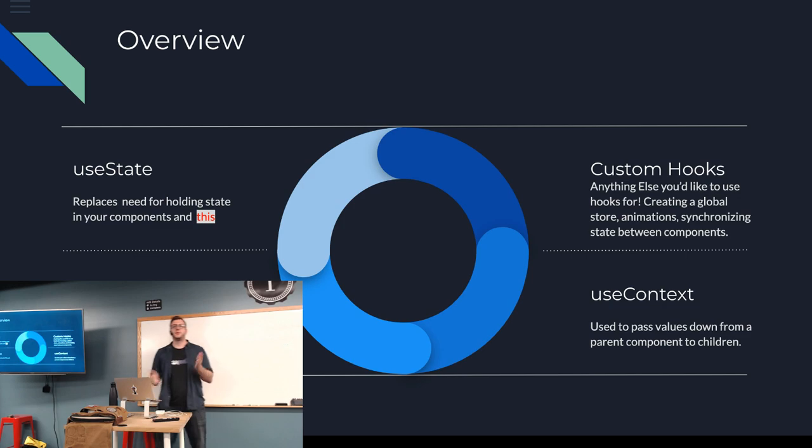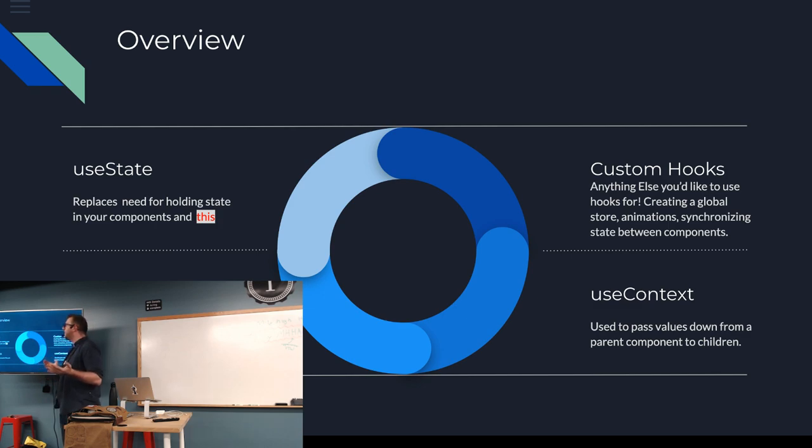Just kind of an overview of what we covered: the useState hook, which just replaces your need for holding state in your components, and you don't have to use this. useEffect, which can be used instead of lifecycle methods, custom hooks, and useContext.